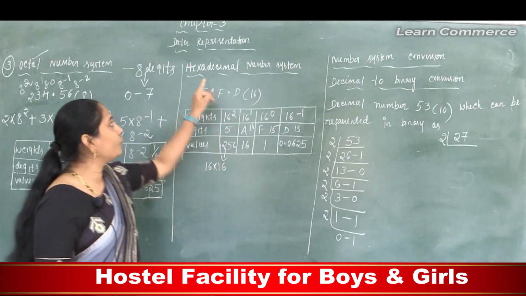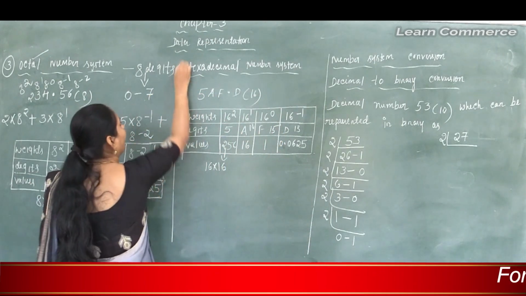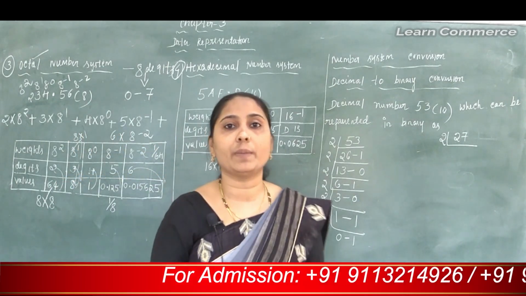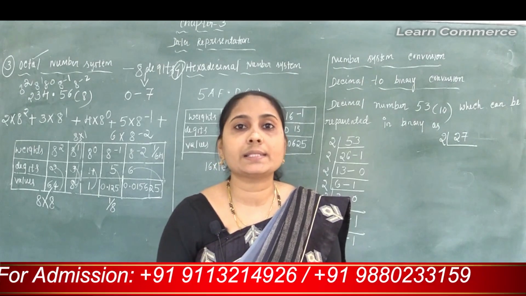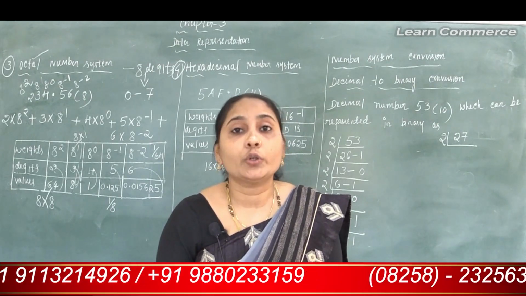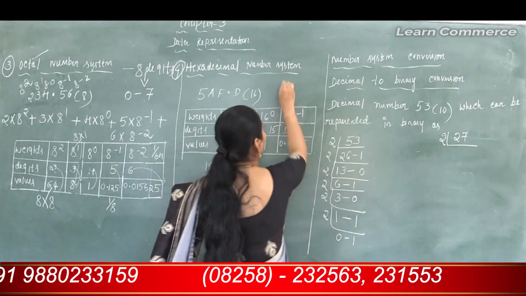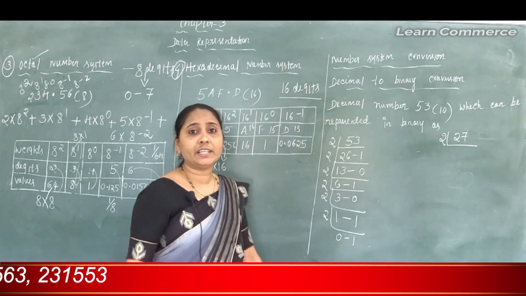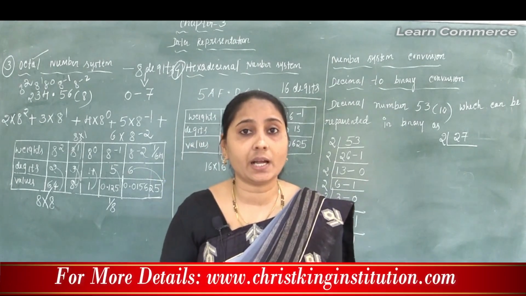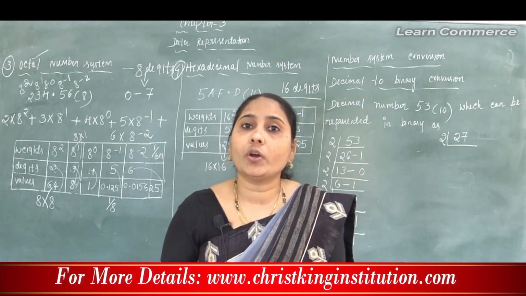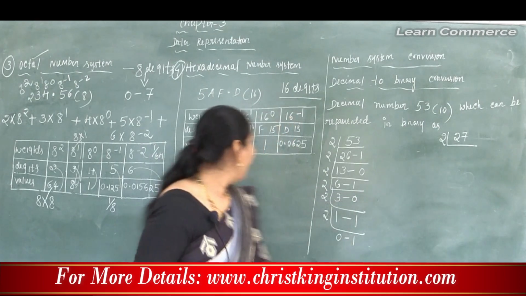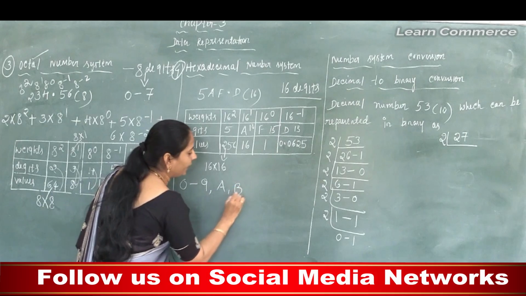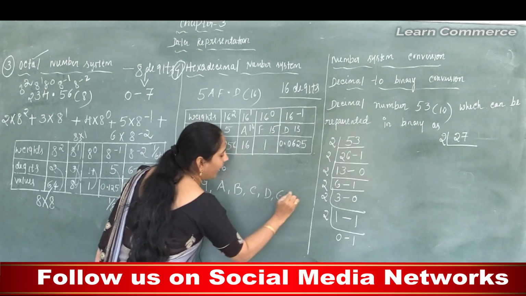Now later, the fourth type is called the hexadecimal number system. We know that the hexadecimal number system has totally 16 digits. How many digits are there in this? Totally 16 digits, okay, 16 digits here. It has the numbers from 0 to 9, and also A, B, C, D, E, and finally F.